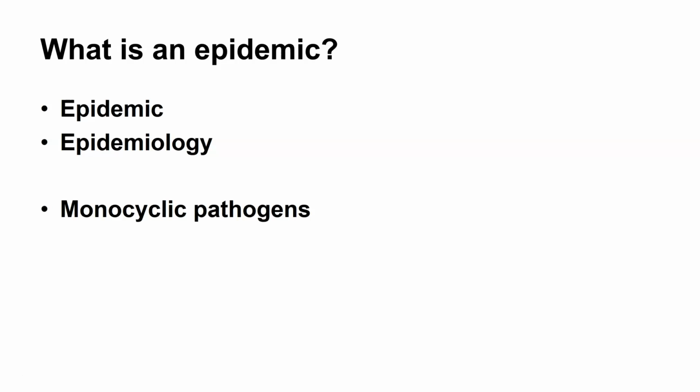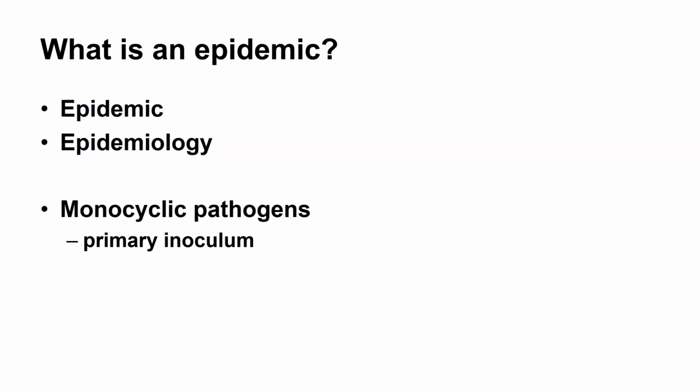When we deal with this, we go back and we talk about monocyclic pathogens. When you're dealing with a monocyclic pathogen, the most important part is going to be your primary inoculum. Your primary inoculum determines how bad your epidemic's going to be. If you've got a lot of primary inoculum, you've got a bad time.